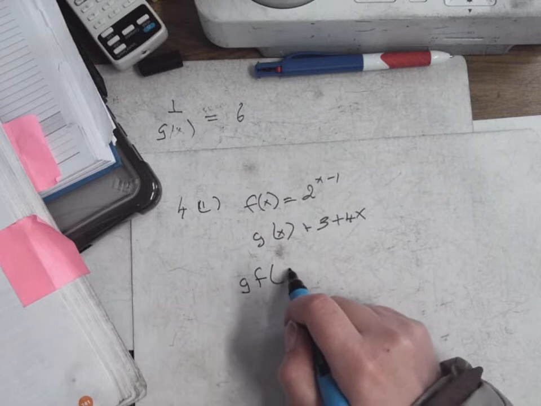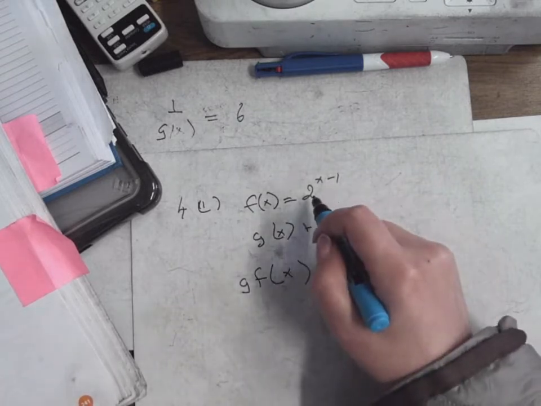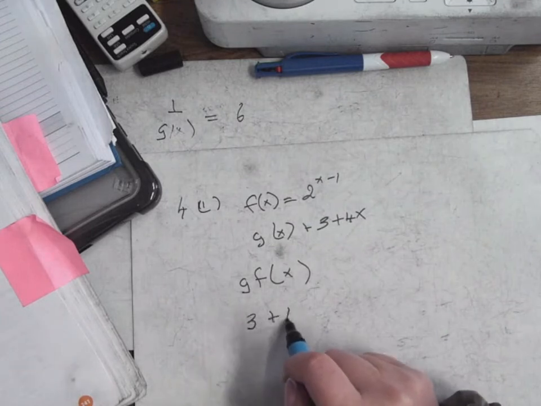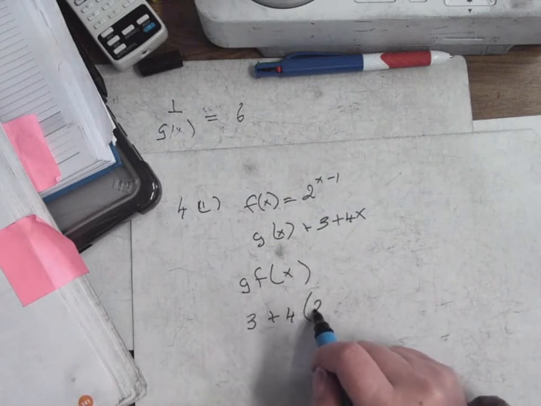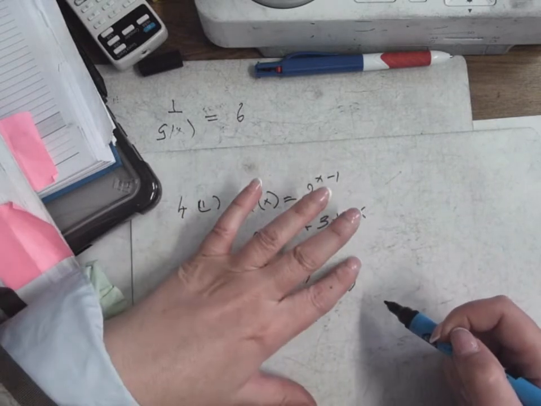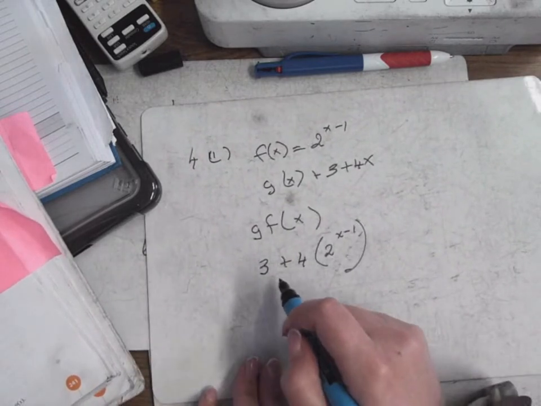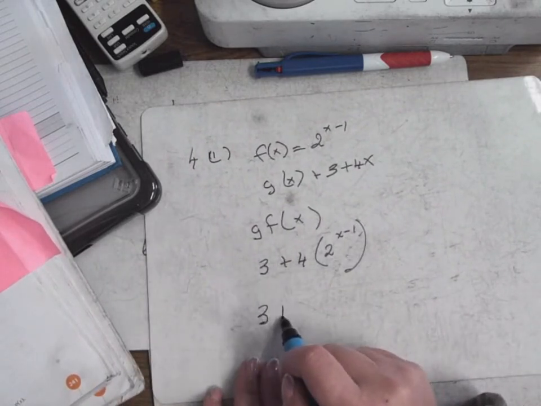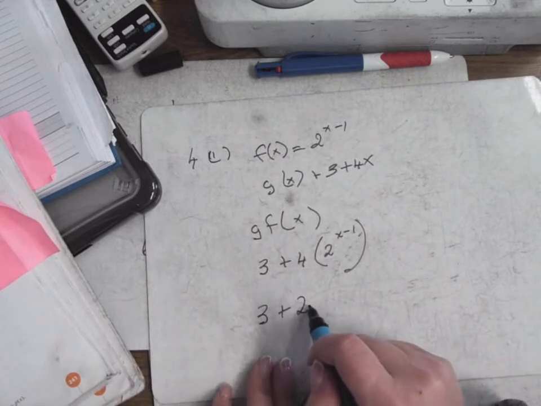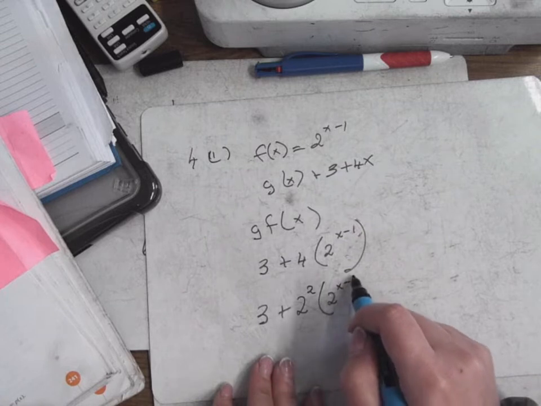So that's g after f of x, so do f of x first. So f of x is 2 to the power of x minus 1. So put that in instead of x. So it's 3 plus 4 times 2 to the power of x minus 1. Is that okay? Sorry, the bracket should be like so. Right, okay, so what they've done is change the 4 to a 2 to the power of 2. So 2 to the power of 2 multiplied by 2 to the power of x minus 1.